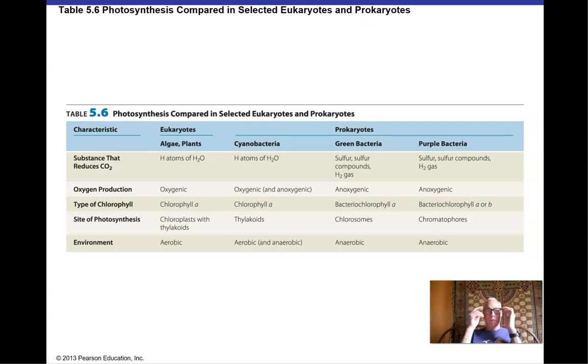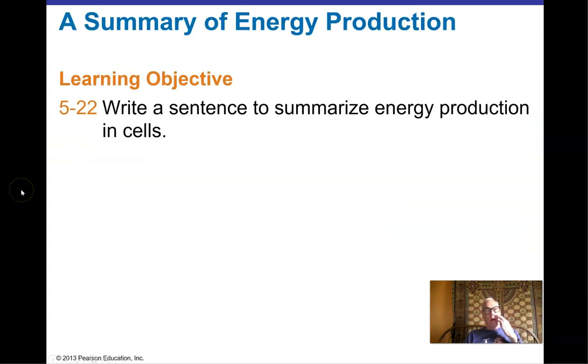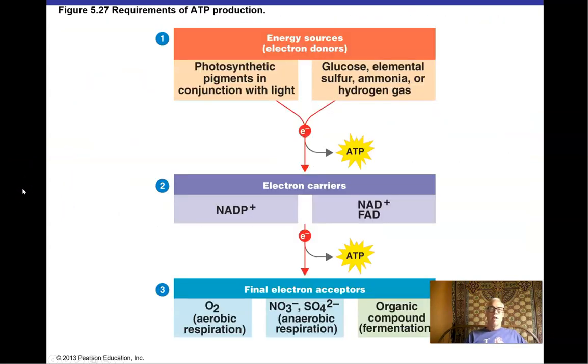We don't need to worry too much about this. This is a table showing us some different possibilities for different microorganisms that use sulfur and sulfur compounds and hydrogen gas. We're not going to worry. I don't want to go through this whole table with you. If you're interested, you can certainly look in there and check it out. We have enough details in this chapter, I think you'll agree.